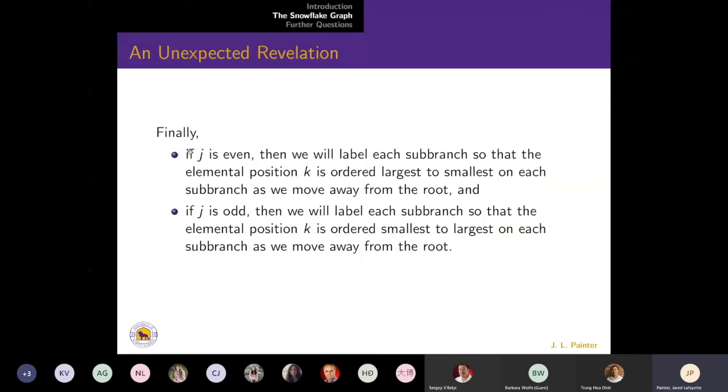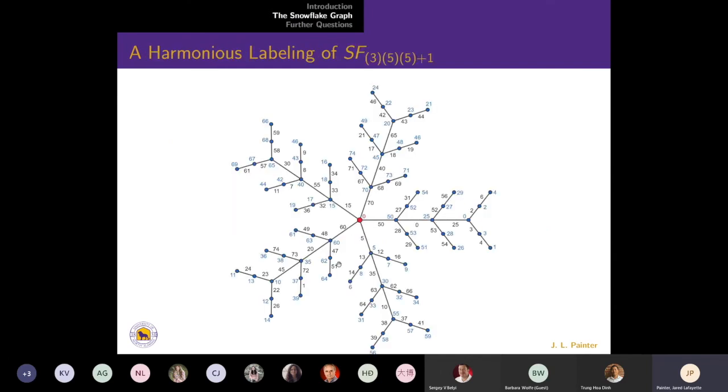And then finally, if j is even, so remember j is the subcoset position, so that's our jth sub-branch, then we label the sub-branch so that the elemental position k is ordered smallest to largest, moving away from the root. And if j is odd, we do it so that we're moving largest to smallest, moving away from the root. Now, that being said, we could have switched those, like Dr. Roblee and Abueida did in their proof.